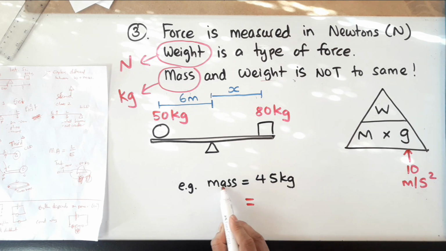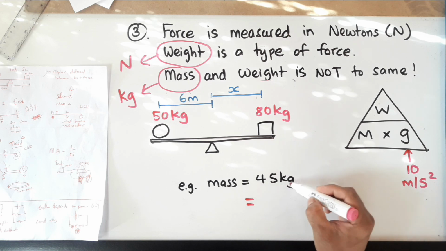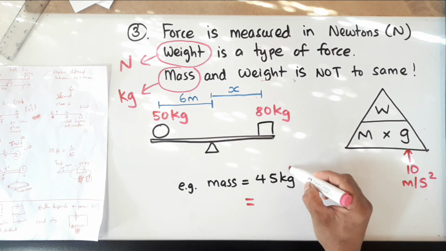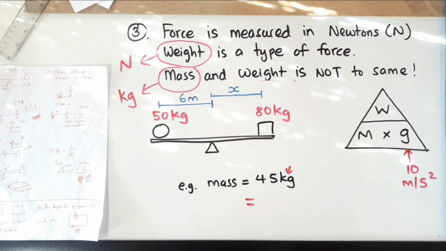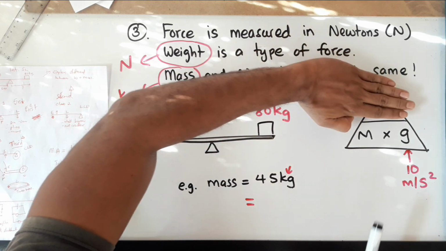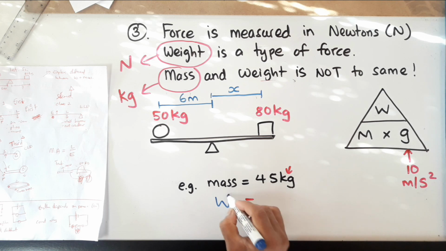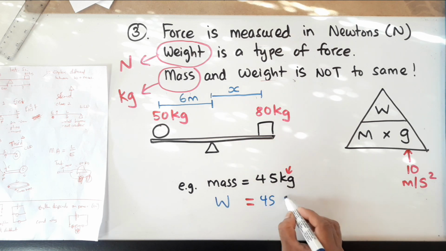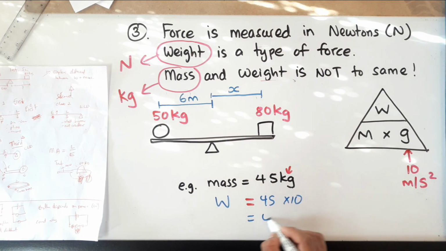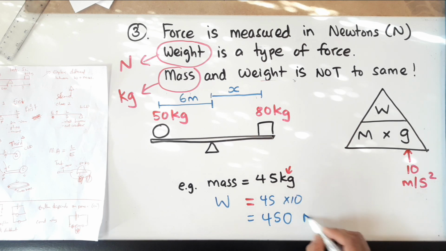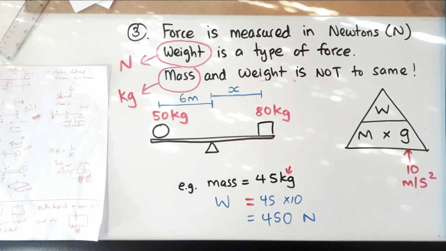Let's say I tell you the mass of something is in kilograms, and you know it's mass because you see the units here to be kilograms. To calculate the weight is just mass multiplied by gravity. So if I had to calculate the weight, it's just the mass, which is 45, multiplied by 10. So the answer will be 450 newtons because weight is measured in newtons, right?